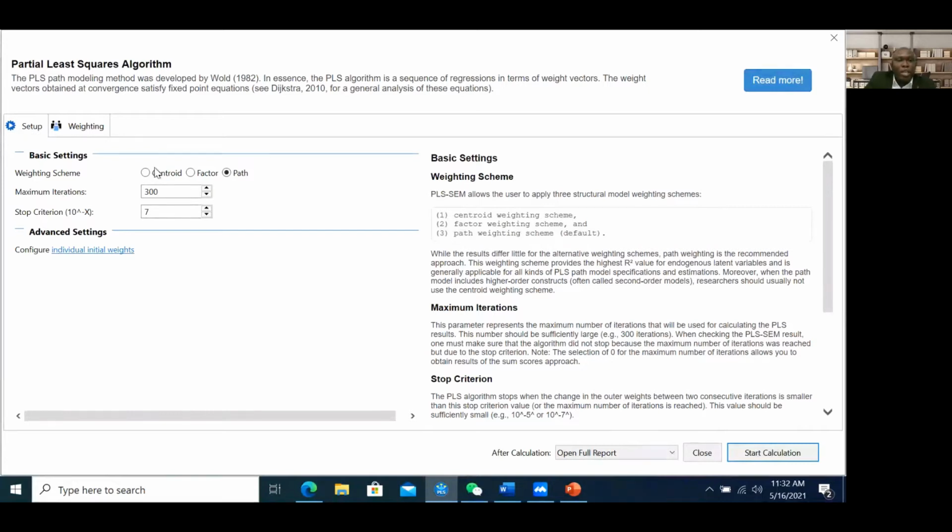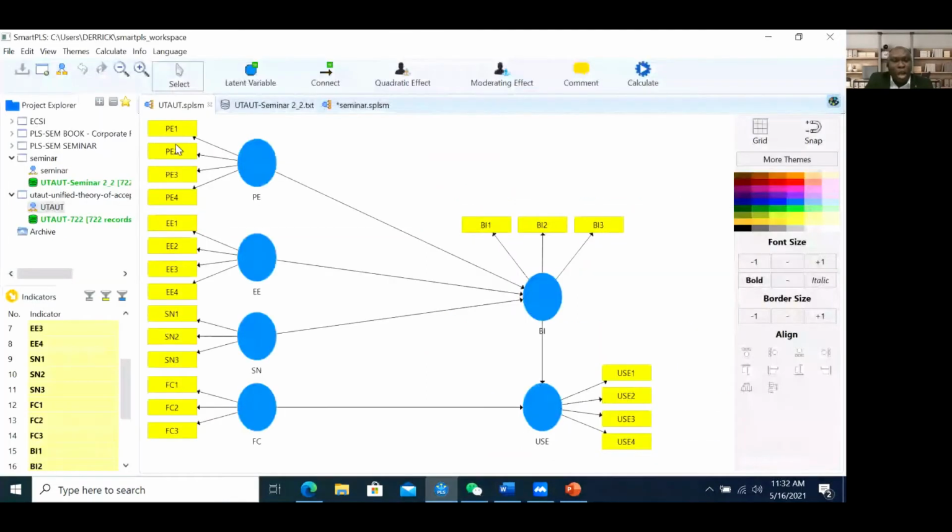From here, the setup, you see centroid, factor, and path. What we are doing is a path analysis. So by default, the path will be activated. So you choose path. Now, if you want to see how the various latent variables and indicator variables are going to perform when you run the path model, you can run what we call the factor analysis, or the factor.